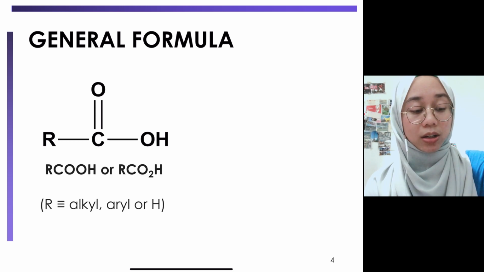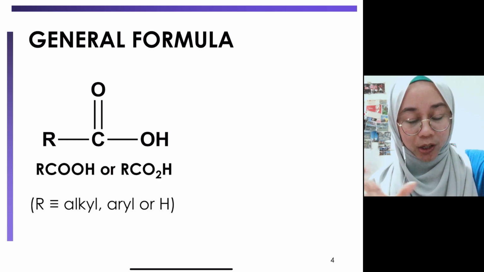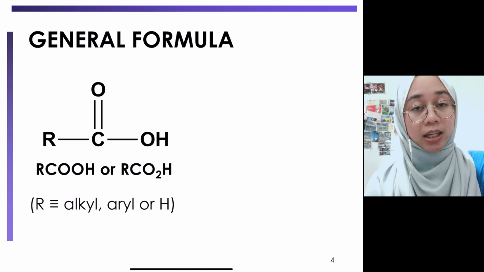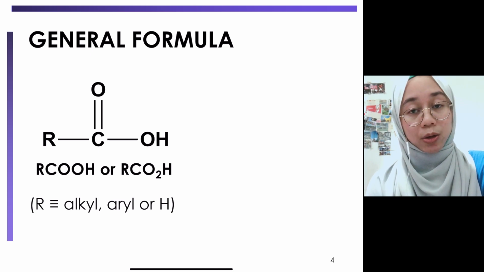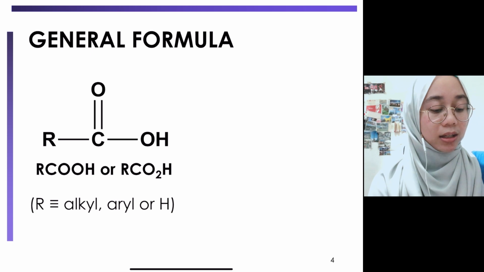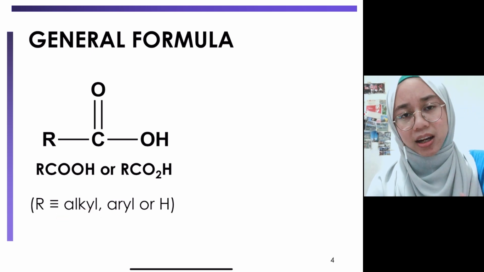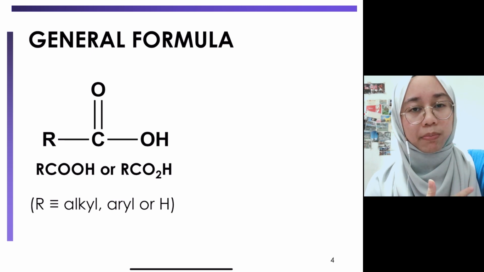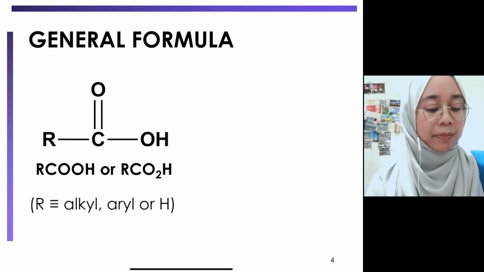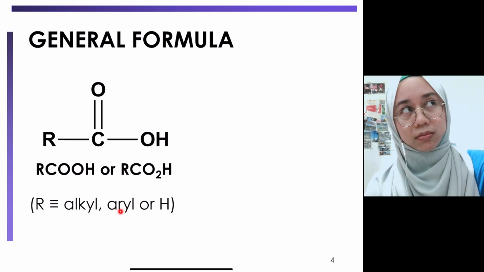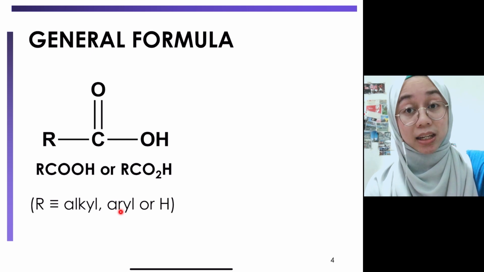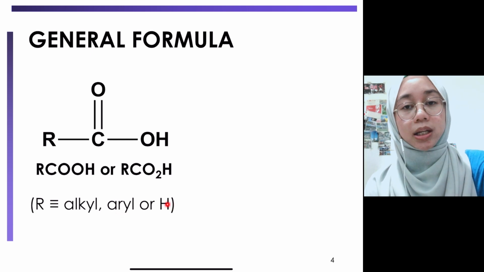This means if we condense it, you will get RCOOH or RCO2H, where R here can be an alkyl group. Alkyl means it can be methyl, ethyl, propyl and so on. It might be aryl. Aryl is an aromatic ring or phenyl, the benzene ring, and it can also be hydrogen.